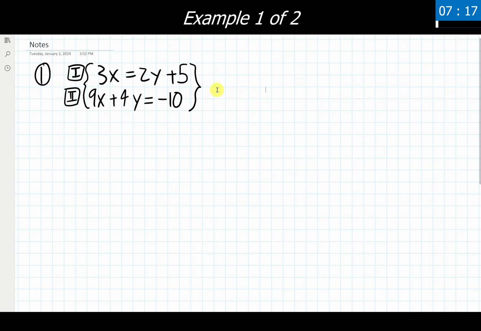Now our first step in our process says that we need to rewrite both equations into general form. That's ax plus by equals c. I need all variables on one side of the equal sign. I need all constants on the opposite side of the equal sign. Now my first equation here is not in general form. My second equation is, so I need to rewrite equation 1. Let's go ahead and do that now. And now I have equation 1 in that general or standard form.